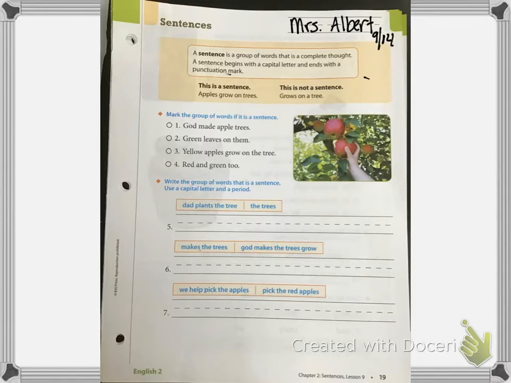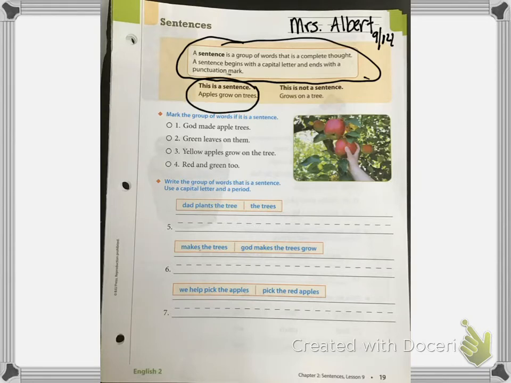Alright, so the first thing that's on our workbook page is this box right here. Now this is telling us what a sentence is. A sentence is a group of words that is a complete thought. A sentence begins with a capital letter and ends with a punctuation mark. And then it gives us an example of what is a sentence and what is not a sentence. An example of a sentence is the apples grow on trees. That is a sentence. It begins with a capital letter, it ends with a punctuation mark, and it's showing who or what is doing the action.